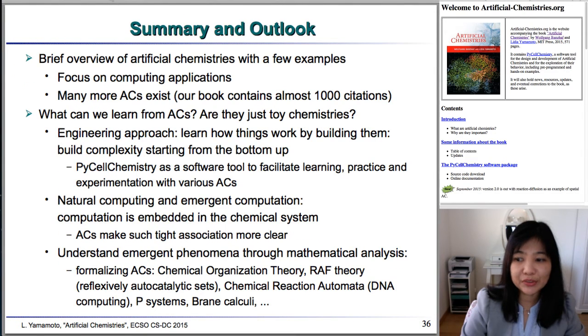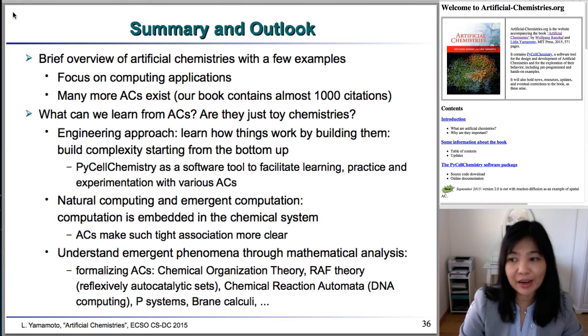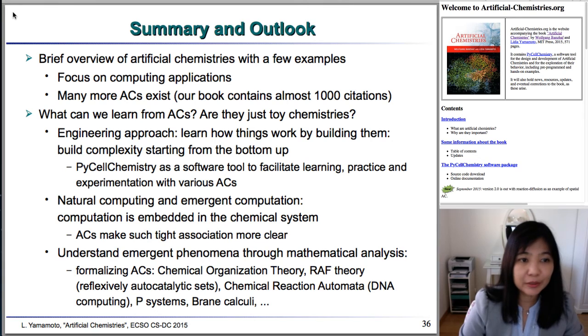Okay, as conclusions, I gave a very brief summary of artificial chemistries with a few examples, and I don't claim that these examples are in any way representative of artificial chemistries in general. Many more artificial chemistries exist. Our book contains almost 1,000 citations, and of course it's not one-to-one, but we estimate that maybe hundreds of artificial chemistries exist. But what can we learn from artificial chemistries? Are they just toy chemistries?